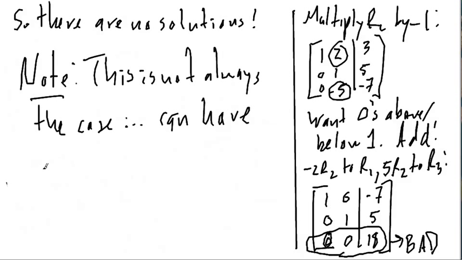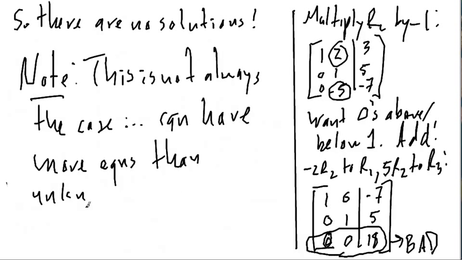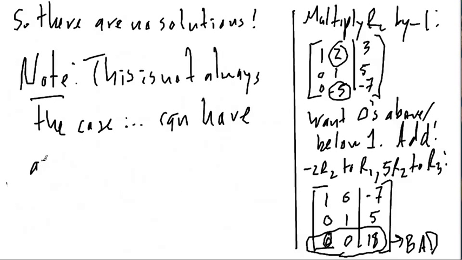You can have one solution. You can have more equations than variables, unknowns, and you can still end up with any number of solutions.